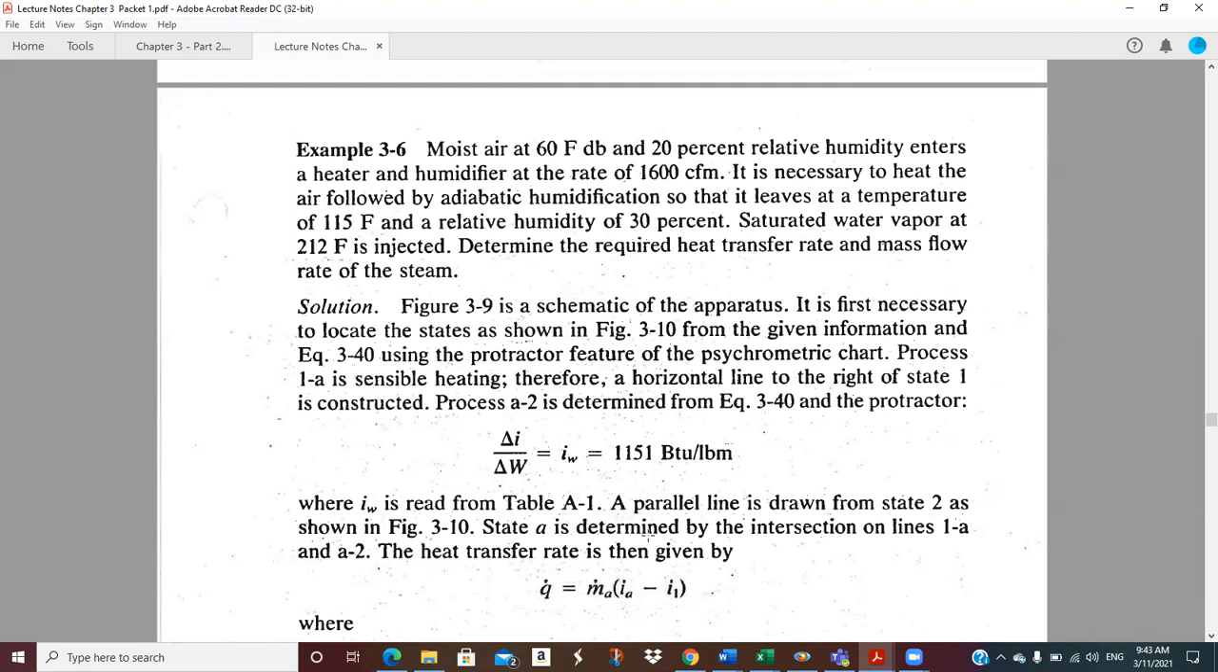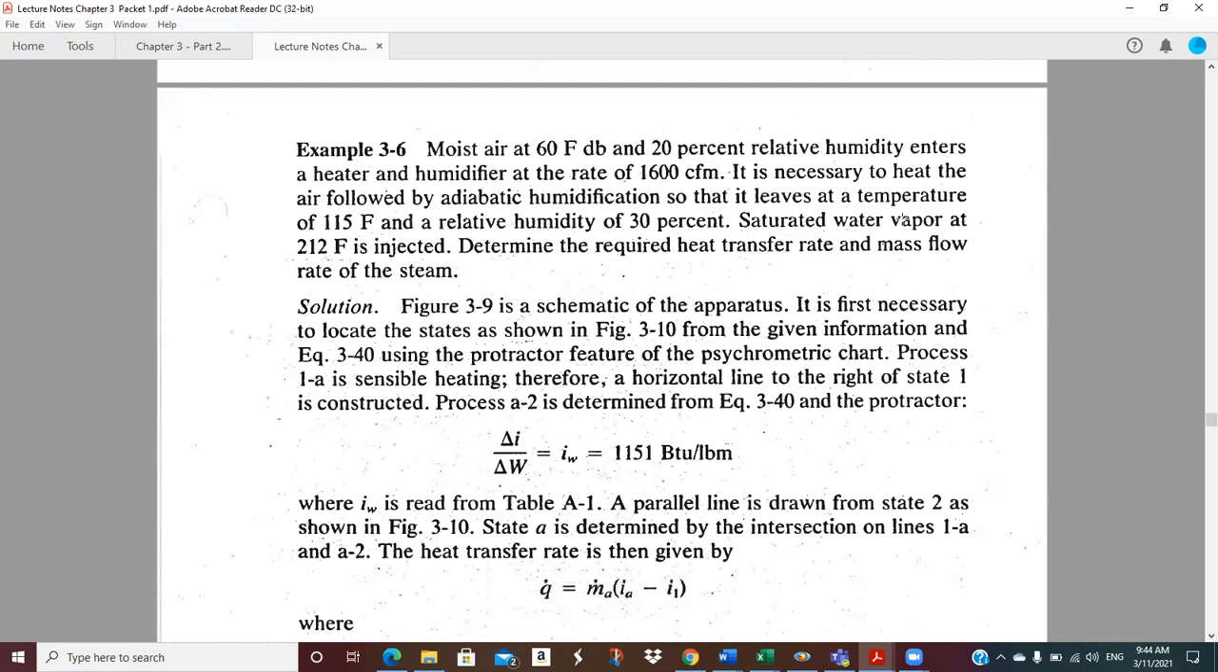One, you have a volume flow rate, CFM, and notice that CFM is at this condition of 60 degrees Fahrenheit dry bulb and 20% relative humidity. So when you go to convert this to a mass flow, you want the specific volume off of the psych chart, or you can calculate it at this condition. Okay, it's necessary to heat the air followed by adiabatic humidification. So it leaves at a temperature of 115 and a relative humidity of 30%.